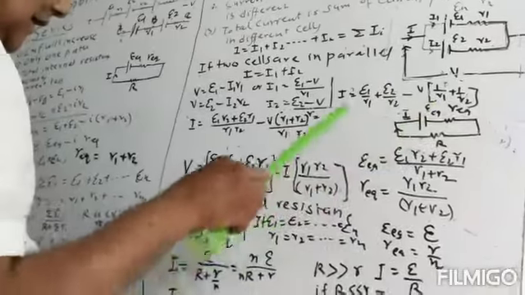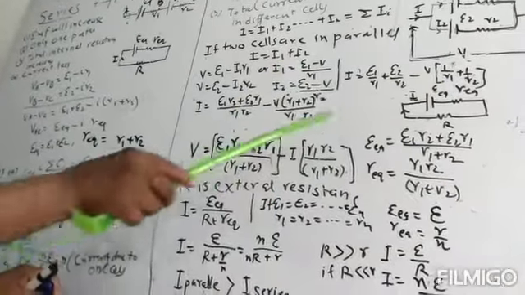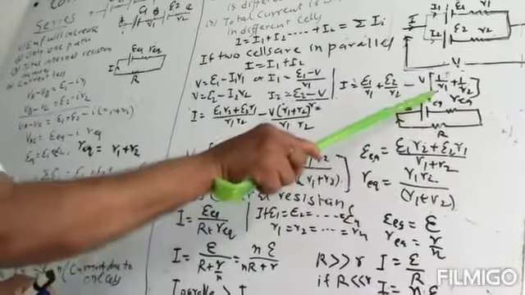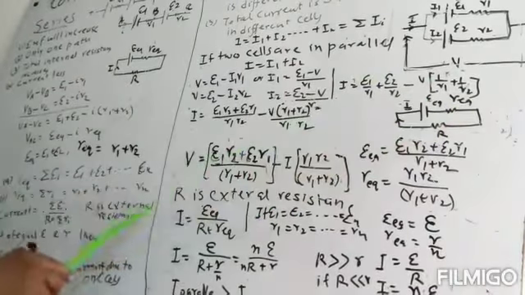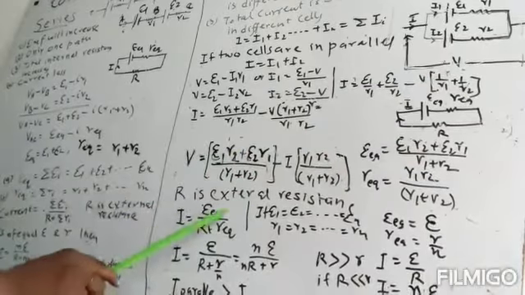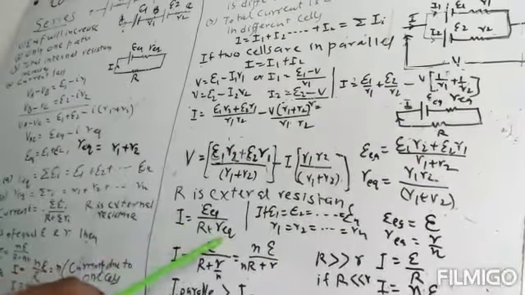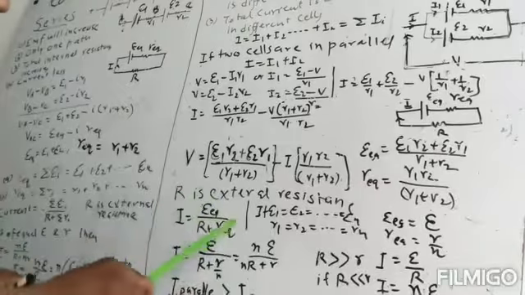Then what will be the current? The current will be equal to the EMF E equivalent divided by the total resistance, which is R plus R equivalent. So the current will be E equivalent divided by (R plus R equivalent).